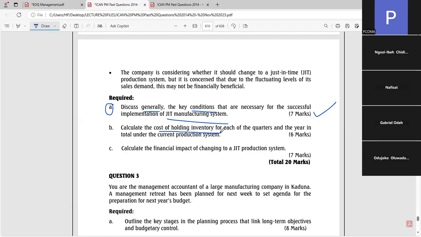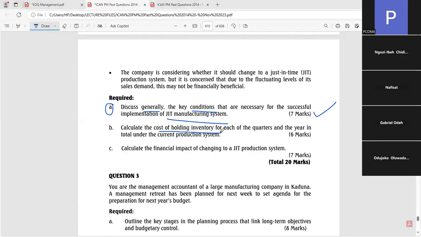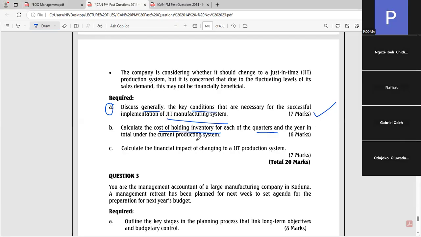Please mute. Calculate the cost of holding inventory for each of the quarters and the year in total under the current production system. So they are telling us to calculate the holding cost for inventory on a quarterly and on a total basis, which is 6 marks. Finally, calculate the financial impact of changing to the JIT production system, another 7 marks. This gives us 20 marks.